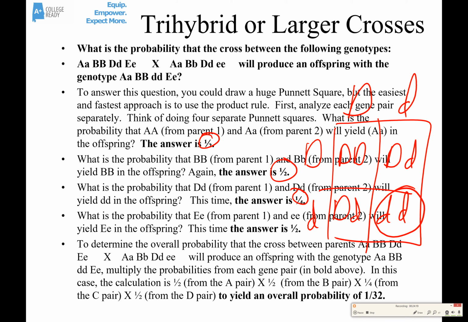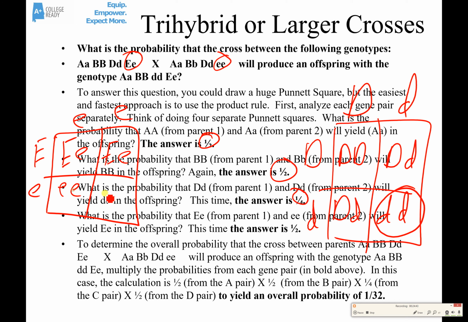Finally, let's look at the E's. We want to know what's the probability that big E, little e and little e will give us in the offspring a big E, little e genotype. Again, we can draw the square, or preferably with a little practice, visualize. We end up with this square. So we can see that the probability of getting a big E, little e in the offspring is 2 out of 4, or 1/2.